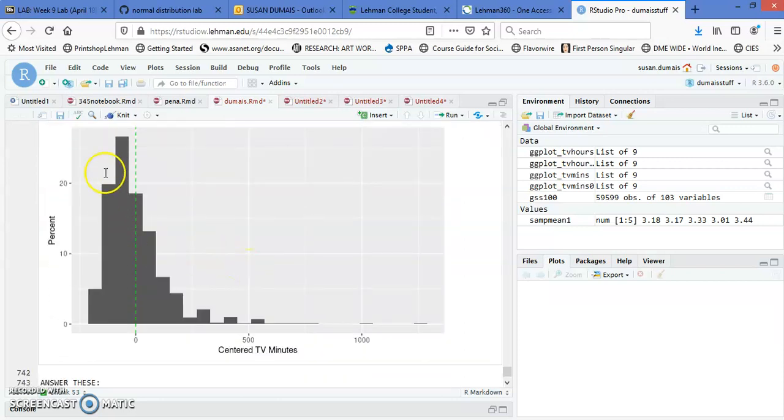And again, the shape is the same. The placement of the mean is the same in all of these histograms, but where they begin and end is different. So here, again, the mean is at 0 rather than at what we got for our mean value for TV minutes, because by centering, we're subtracting the mean for TV minutes.